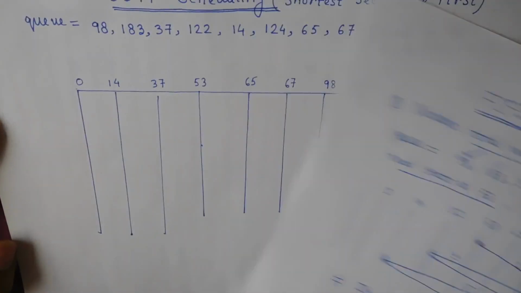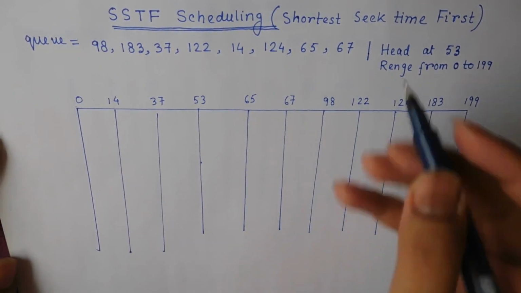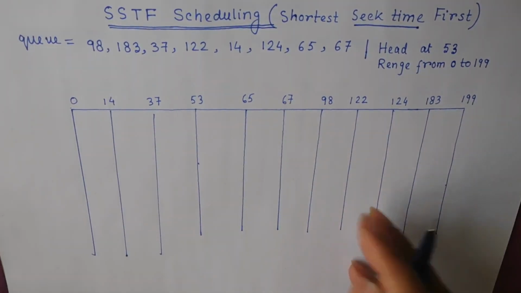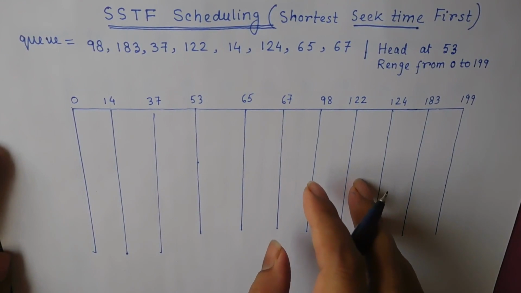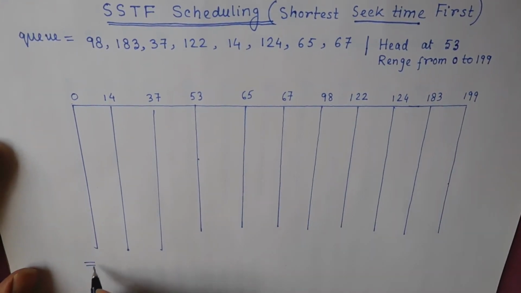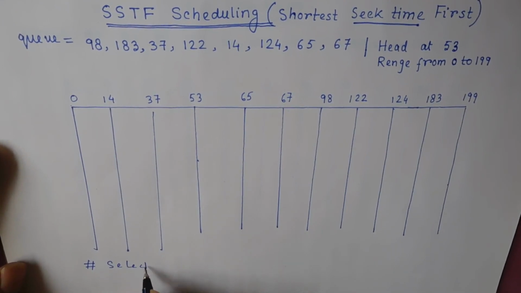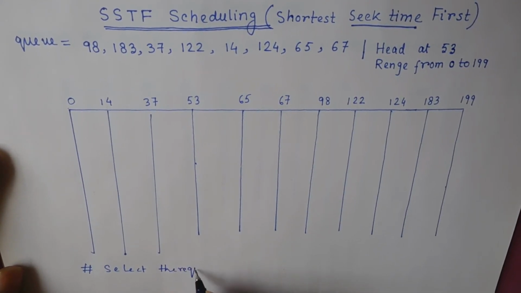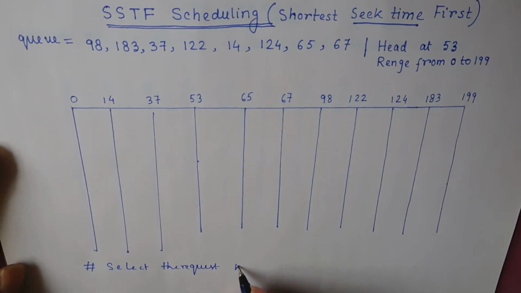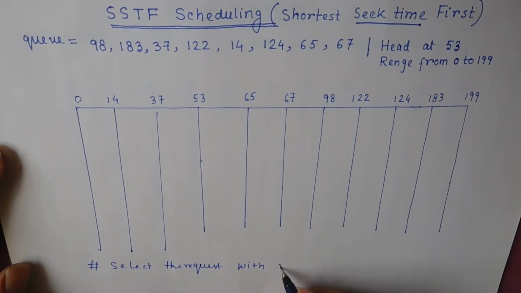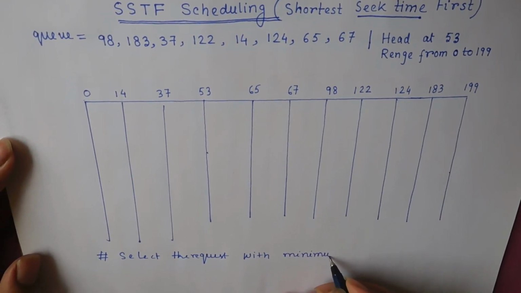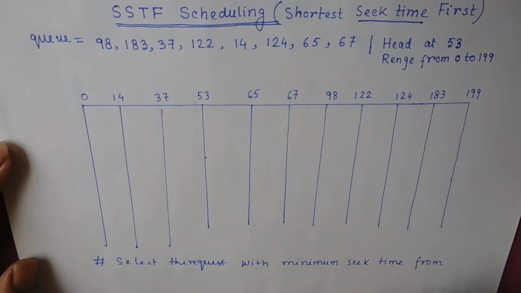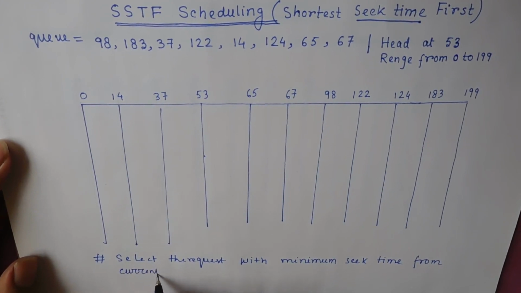Then the next algorithm, that is SSTF, means shortest seek time first. And what do you mean by seek time? The time to move the disk arm to the desired cylinder. Here we select the request with minimum seek time from the current head position.